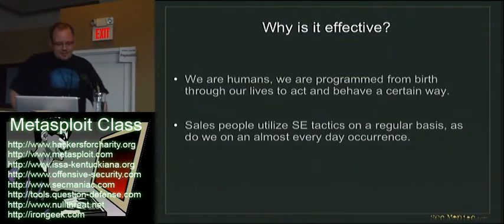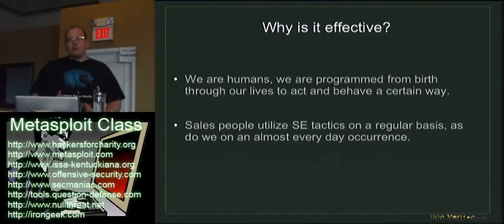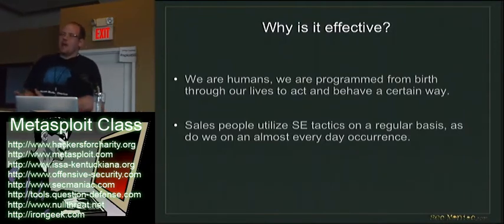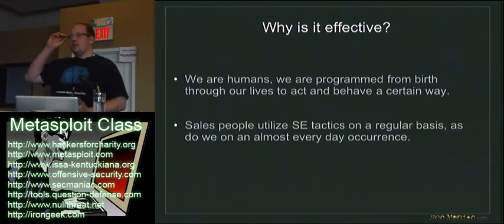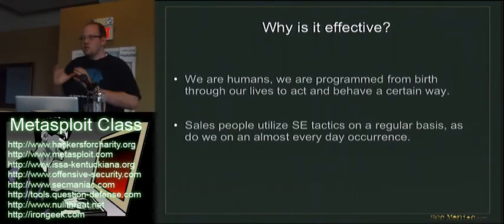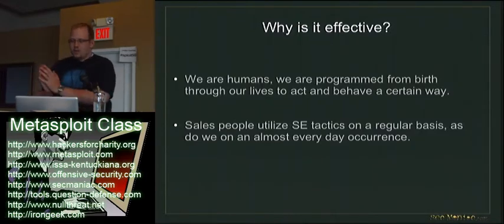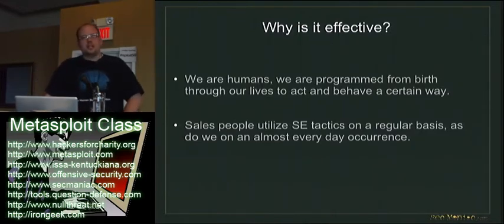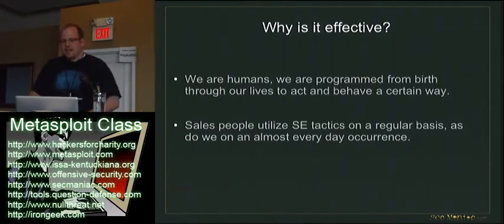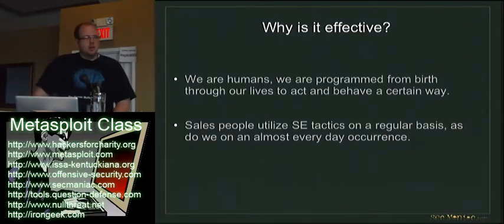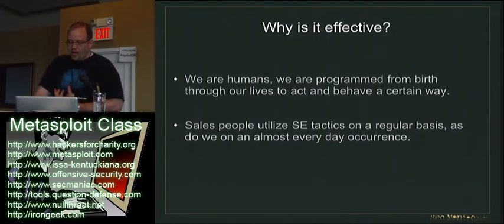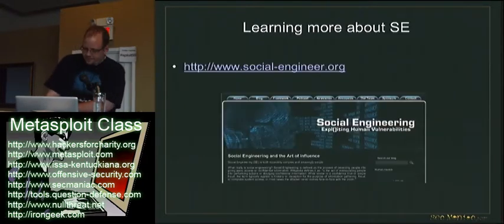So why is it so effective? Well, because we're human. We're programmed from birth and through our lives to act and behave a certain way. Salespeople utilize social engineering attacks to gain our business, right? This new security product is going to protect you against 100% of the hackers out there. Or this new intrusion prevention system will absolutely detect the advanced persistent threats out there. Or we'll protect your cloud computing. All of these are sales jargon to give us a false sense of security, or maybe it does do a decent job. But in the end, we try to con people into doing what we like, right?